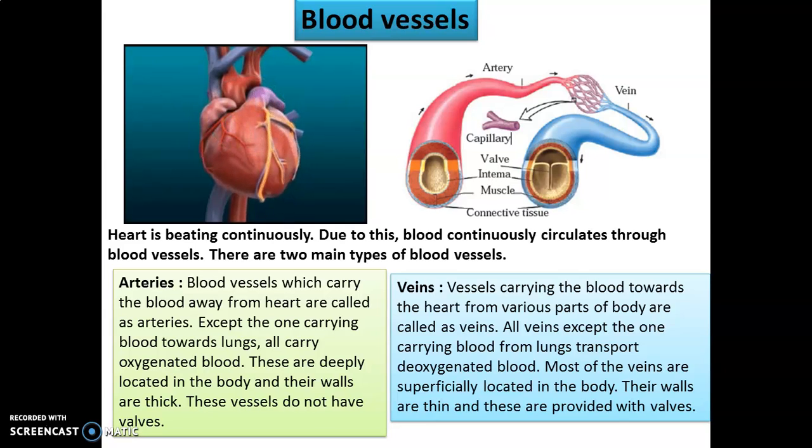Okay, so most of the veins are superficial, that means they are located closer to the surface of the body. Their walls are thin and they are provided with valves. So this intima means the inner membrane. These are muscles that keep on moving. The connective tissue combines it together, and this is a valve. Valve means an opening. See here there is no valve. Here there is a valve. So it is an opening that controls or regulates the flow of the blood. So it is very important, don't get confused between arteries and veins.